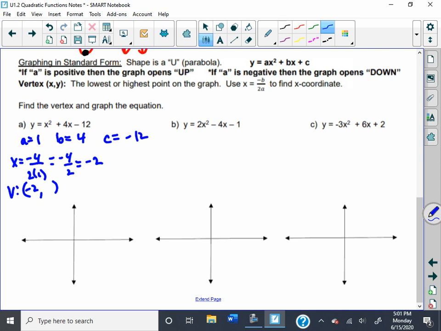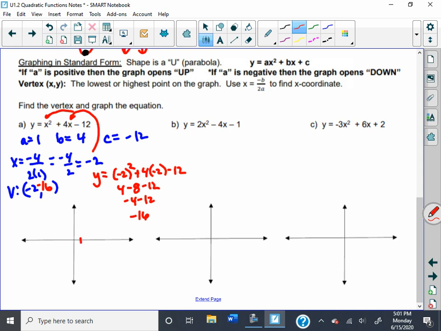Now to find the y coordinate, we're going to take negative 2 and substitute it back in for all the x's. If you have a calculator, it makes it a little easier. So the y coordinate is negative 2 squared. Make sure you put parentheses because we're squaring x, so negative 2 needs to be in parentheses, because it's going to end up being a positive 4, not negative 4. Plus 4 times negative 2 minus 12. So this is 4 minus 8 minus 12, order of operations, negative 16. So the vertex is negative 2, negative 16.